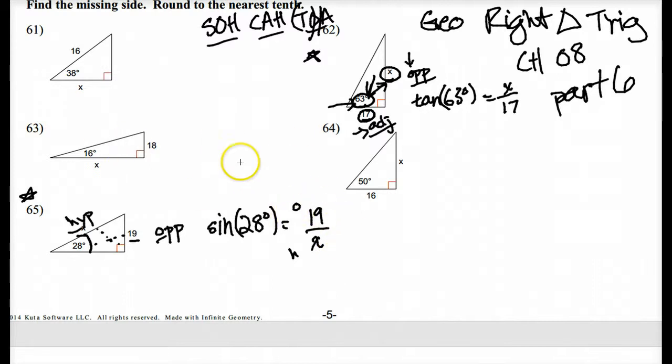All right, let's do one more. Now we're going to go back to 61, and then we'll go back and solve all three of these. So 61 has this 38 degrees here, and we have this side and this side. Across from the 38 degrees, I don't even have that one. This would be my opposite, but I don't have that. Instead, I have the adjacent leg and the hypotenuse, which is across from the 90-degree angle. So I have an adjacent and a hypotenuse.